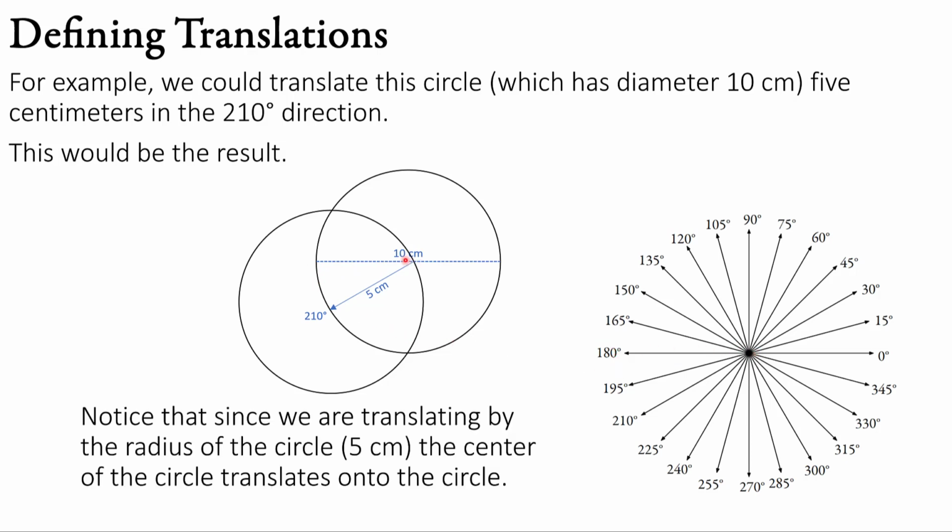And also notice since we're translating by the radius of the circle, the point that was at the center has now translated and is right on the circle. In other words, the center of the translated circle is on the original circle.